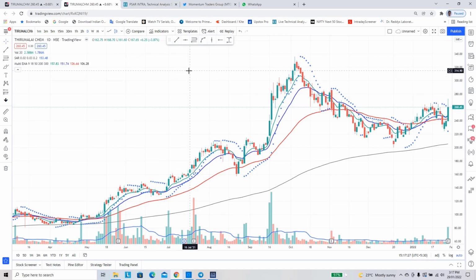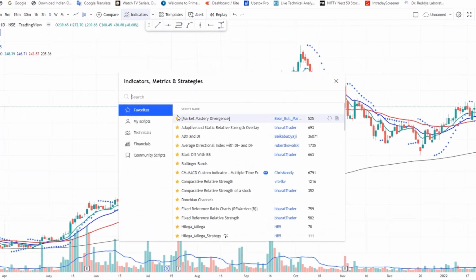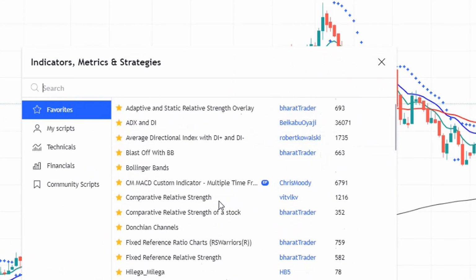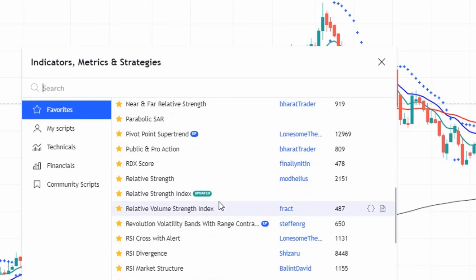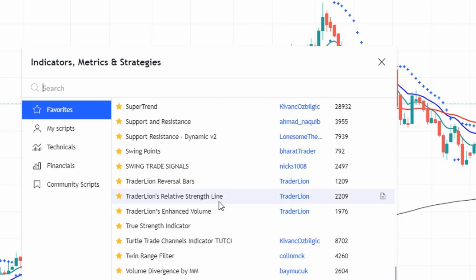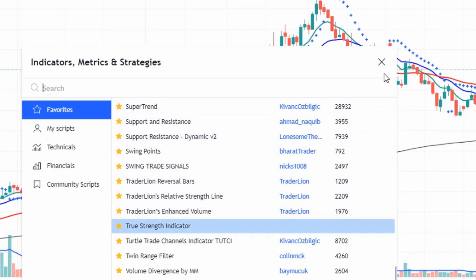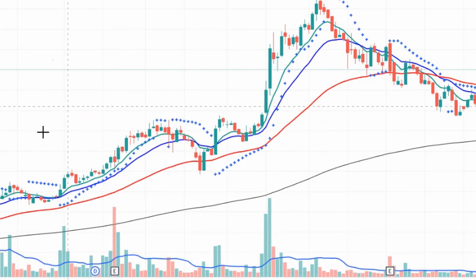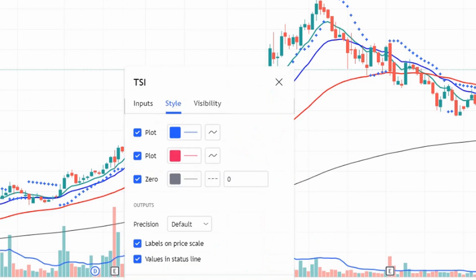The third one is again a very important indicator, TSI, which is called the True Strength Indicator. This indicator, we will change the settings.